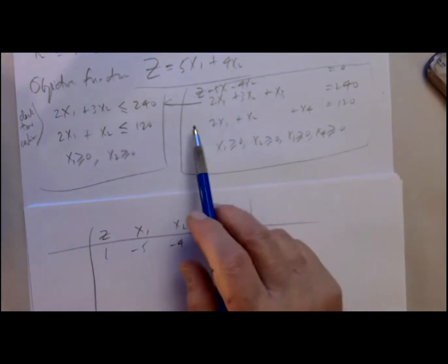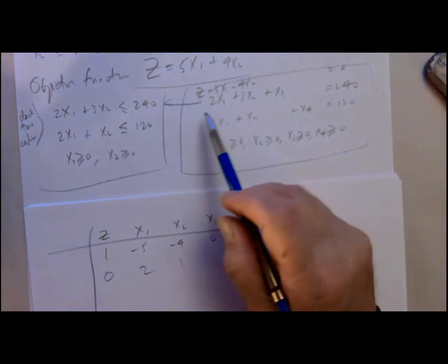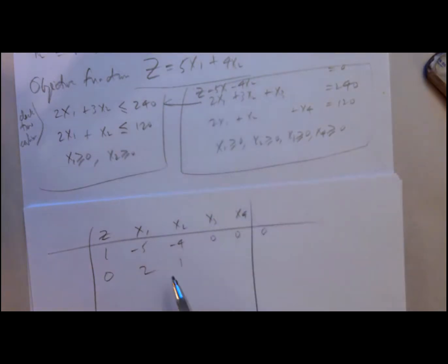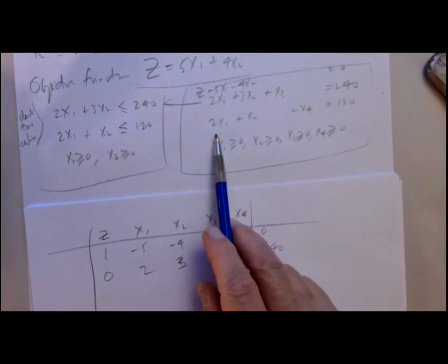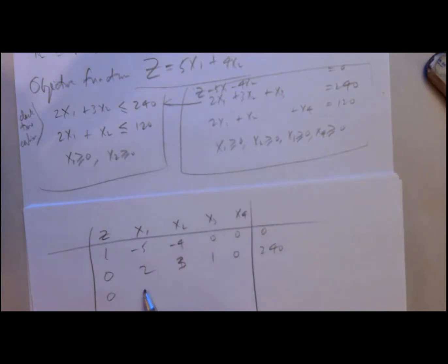For this equation, coefficient of z is 0, 2, 3, 1, 0 equals 240. For this equation, 0, 2, 1, 0, 1, 120. And the basic variables in this are x3 and x4.